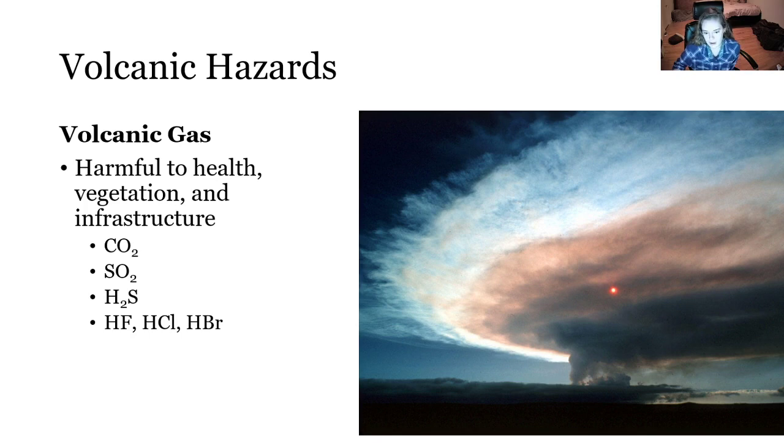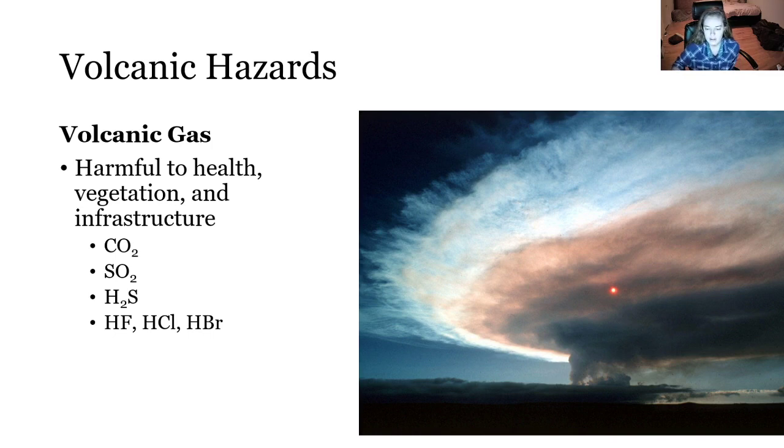And then lastly, we have our hydrogen halides. These are strong and toxic acids. These acids erupt out and they have a high solubility, so they can rapidly dissolve in water, and so much like SO2, they can also create acid rain.